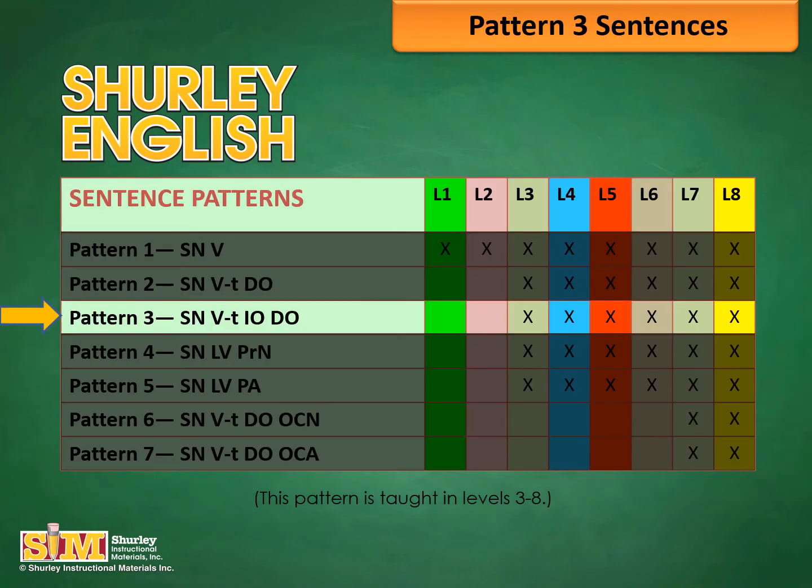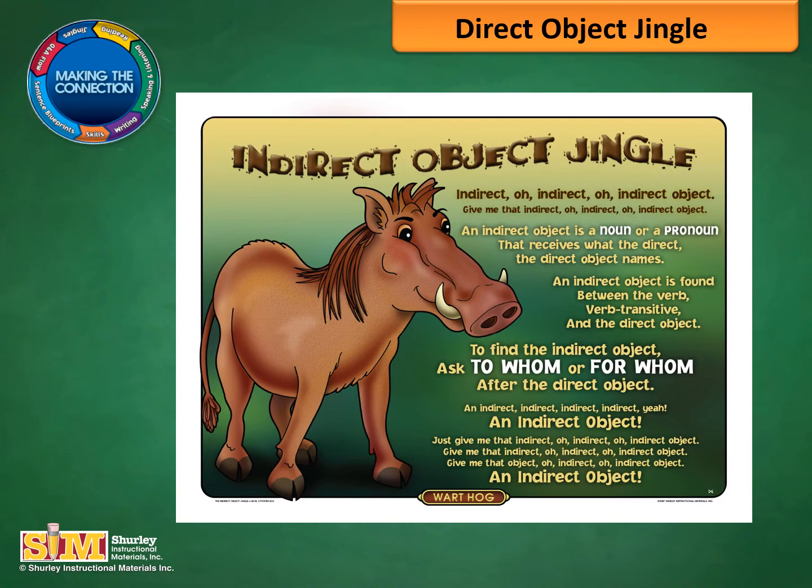Once students understand how to label and classify pattern 1 and pattern 2 sentences, they will learn the next sentence pattern, pattern 3. A pattern 3 sentence has 3 nouns and a verb. The pattern is labeled in Shurley English as subject noun, verb transitive, indirect object, direct object, pattern 3. To understand pattern 3, you must first understand how the core parts work together. The lesson will begin with an introduction to the indirect object jingle during Jingle Time.